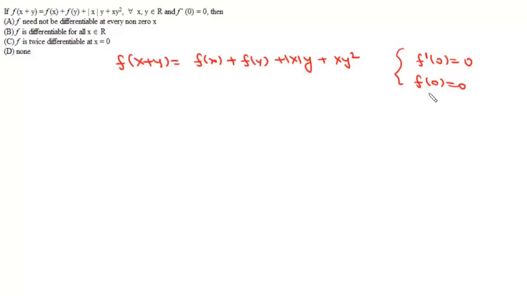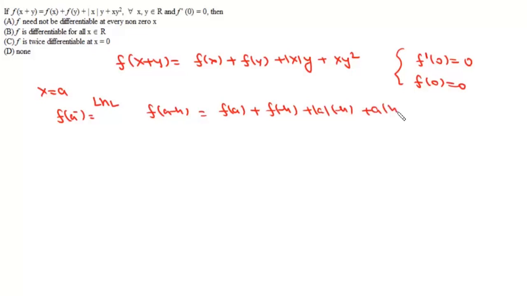Now at 0, this function is continuous as f dash 0 exists. So we'll check its continuity at any general point. Now at x equal to a, its left hand limit will be f(a negative), and that will be f(a minus h). We can write this as f(a) plus f(minus h) plus mod a into minus h and a into h square. Now this is 0, and f(minus h) will be equal to f(0), and that will be equal to 0. In the same way, f(a plus h) will again be equal to f(a).